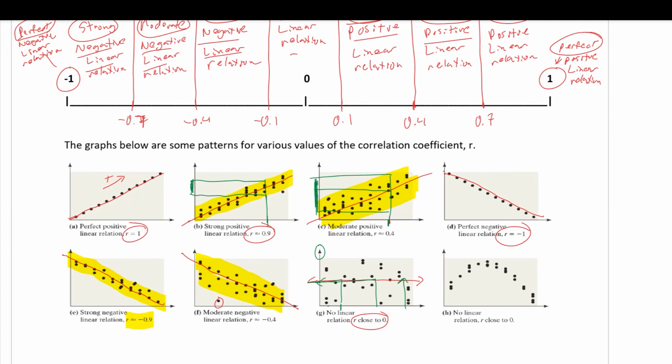Okay. Now here's another example, and this is what I was talking about before: you have an R also close to 0, so these are similar to each other. However, I can tell that there is some sort of predictive ability here, right?